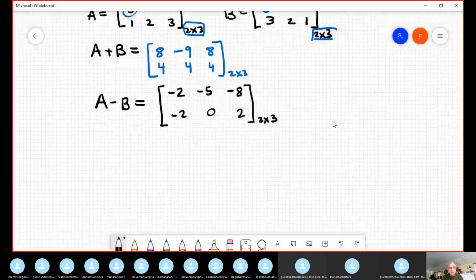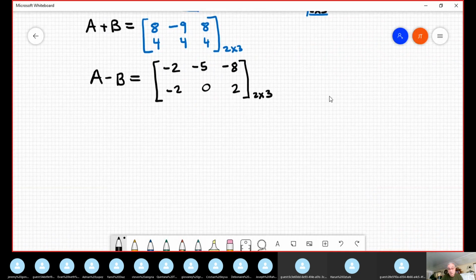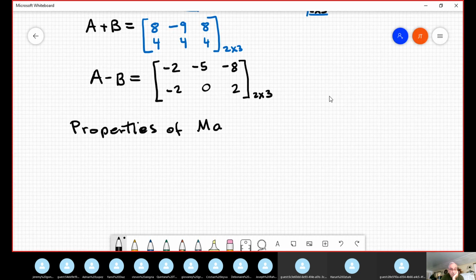Addition and subtraction of matrices. Maybe at this moment you don't understand the reason why I need to add or subtract matrices. Okay, let's see an example to illustrate the application of this. Let me try to study some properties regarding this idea of matrix addition.